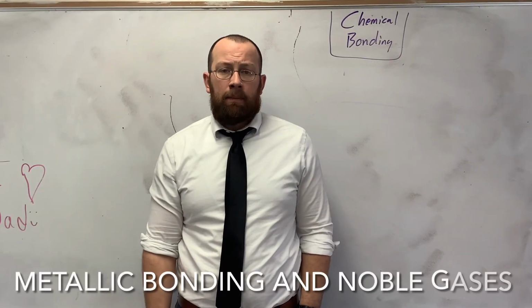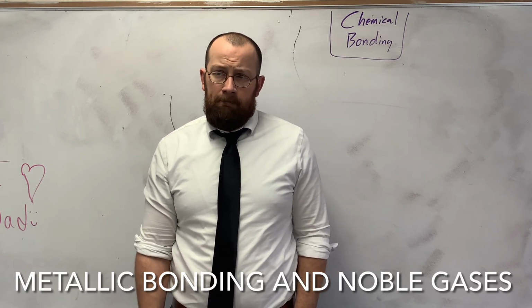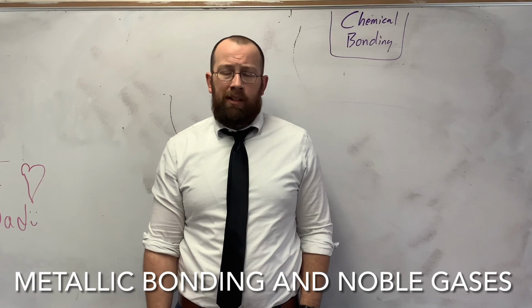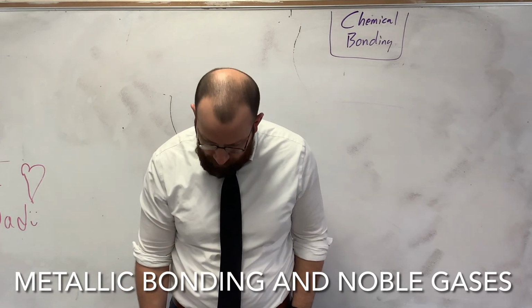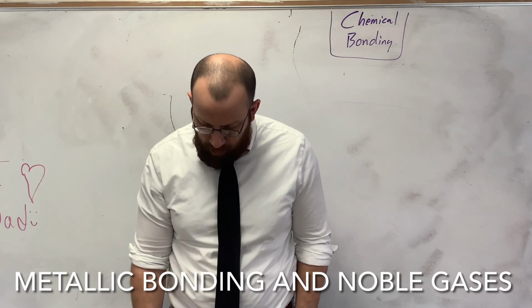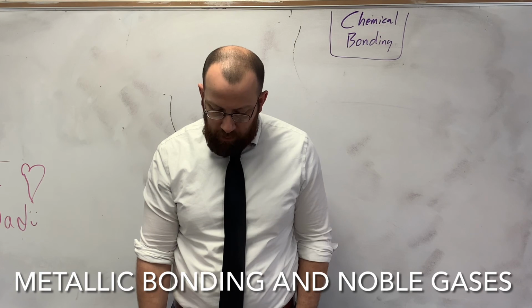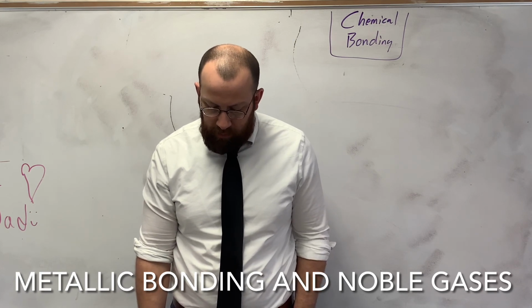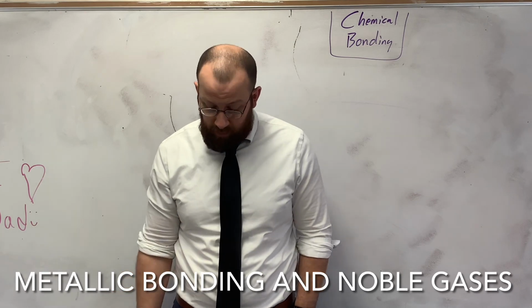All right, metallic bonding. In metallic bonding, it's always between 2 metals. They don't share and they don't transfer electrons either. Instead, they create what is called a sea of electrons surrounding positively fixed ions. The electrons are free to roam wherever they want in this sea of electrons.